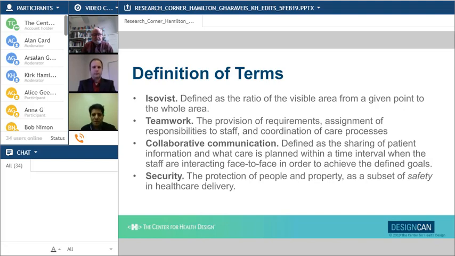And also, security here is the protection of people and property, and of course it's a subset of safety in healthcare delivery. We know that if safety or security were bad in some places, probably the efficiency of healthcare delivery would not be the best.